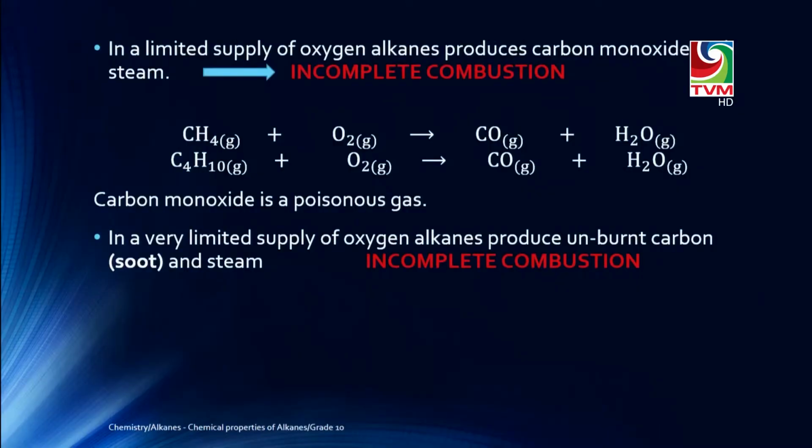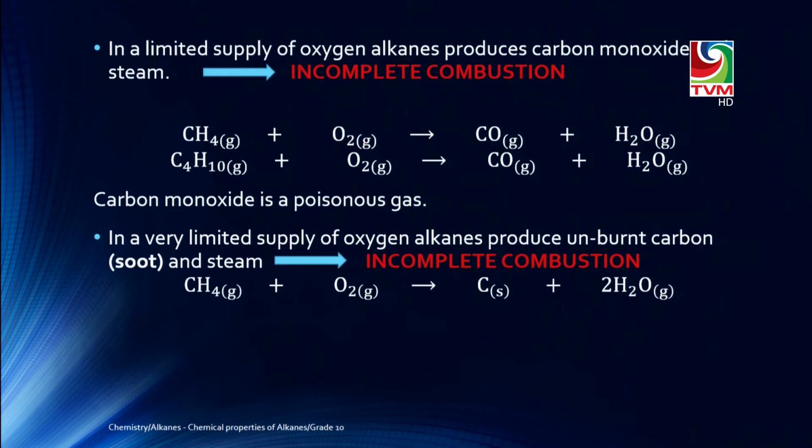Okay. Then there is another possibility that alkane may react with a very limited supply of oxygen, very small amount of oxygen. Then in that case it produces carbon and steam. This is also a type of incomplete combustion. In a very limited supply of oxygen, alkane produces unburnt carbon, also known as soot, and steam. This is incomplete combustion again. So, there are 2 incomplete combustions where one produces carbon monoxide, and one produces carbon.